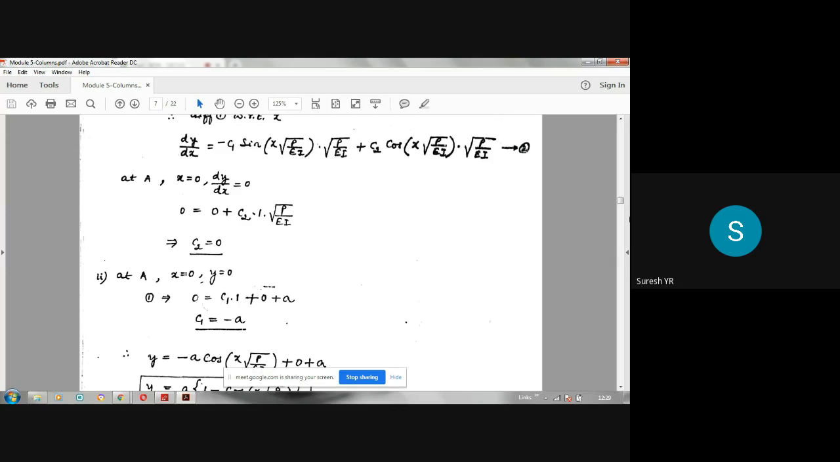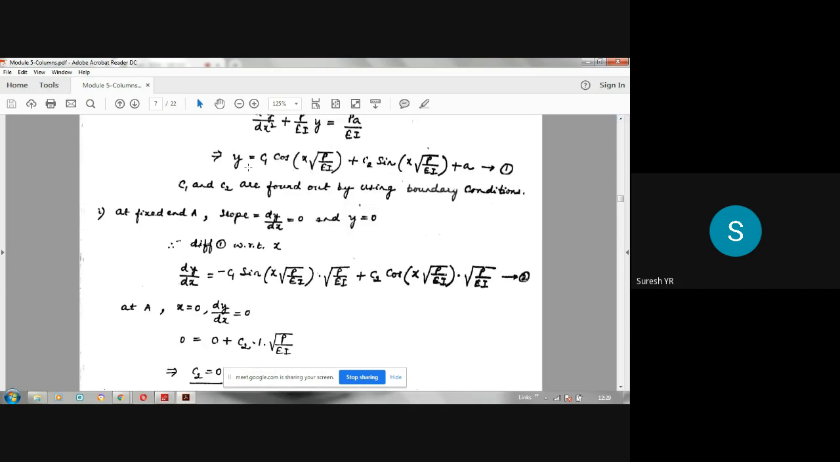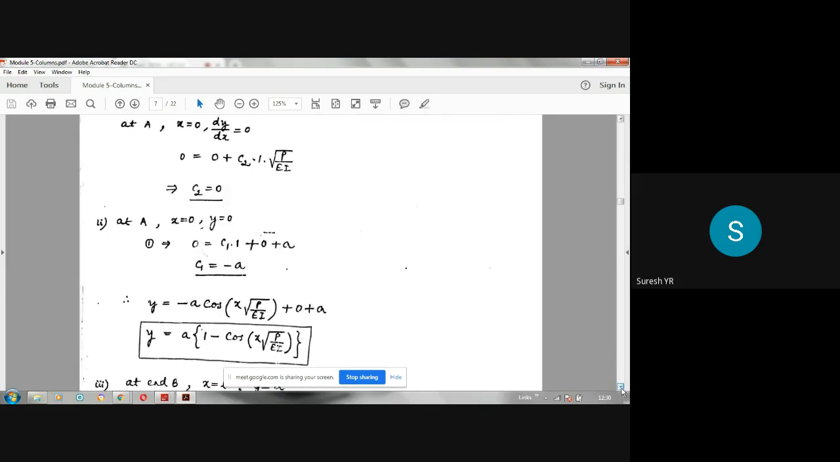Now substitute these two values here. So y is equal to, since C2 is 0, that term will not be there. C1 is minus a, so it becomes minus a into cos of x into root of P by EI, plus a. This is what you are going to get for y.